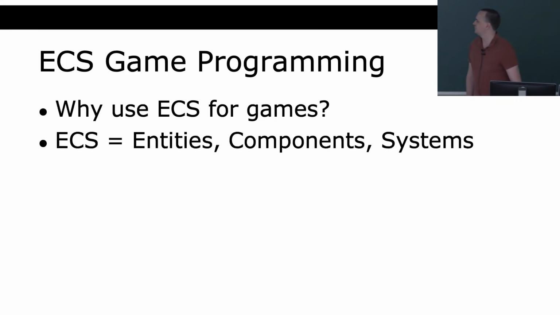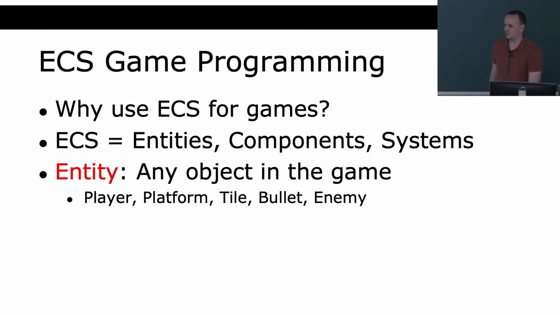So again, just as a reminder, ECS stands for Entities, Components, and Systems. So an entity is going to be basically any object in the game, whether it's visible or not visible. Anything that's in our game as a thing that's part of the game is going to be an entity. So for example, the player, so Mario or Mega Man or whatever running around in the stage, that's going to be an entity. A platform that the player might stand on or collide with, that's also an entity. A tile, a bullet, an enemy, a tree in the background, an invisible spawner that spawns things out of it. All of these things are going to be entities.